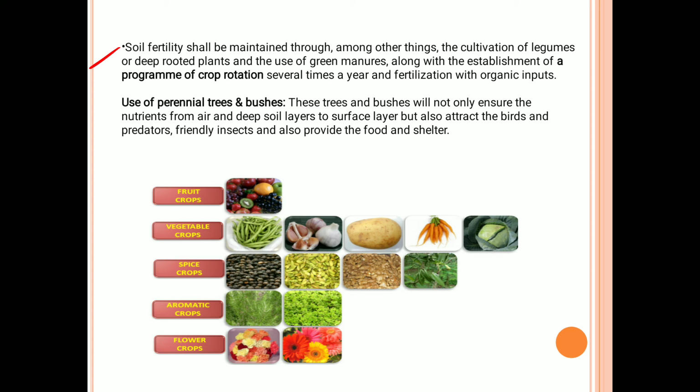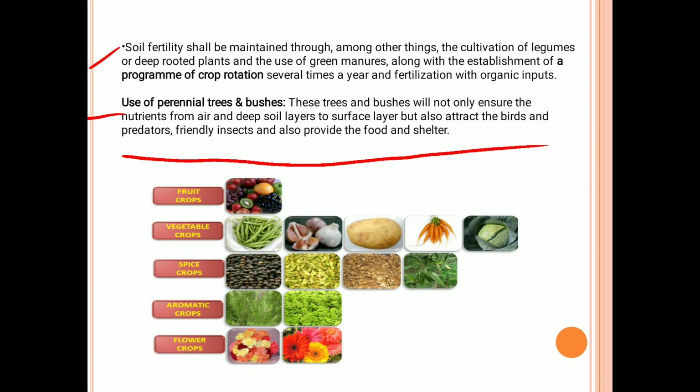Soil fertility shall be maintained through, among other things, the cultivation of legumes or deep-rooted plants and the use of green manuring, along with the establishment of a crop program several times a year and fertilization with organic inputs. And the last one is the use of perennial trees and bushes. These trees and bushes will not only bring nutrients from the air and deep soil layers to the surface layer, but also attract birds, predators and friendly insects, and provide food and shelter.